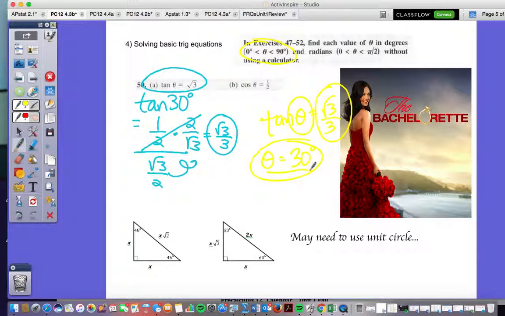Real quick, last one. Where's cosine of theta 1/2? We'll finish with that one. Say that again, Rose. 60 degrees. 60 degrees and 300. Is that right? Yes. Yes. Kennedy, because you were starting too.